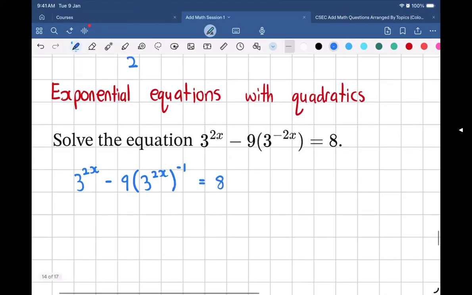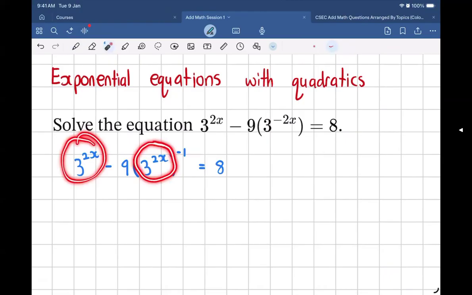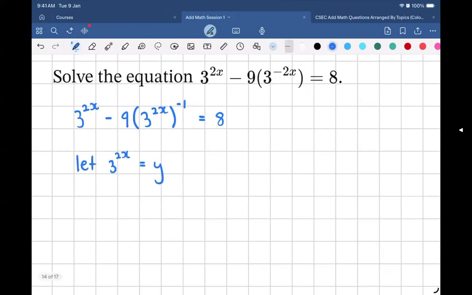Are you with me so far? Can you identify that we have the exact same thing over there and over there? So at this point, you could usually say, let whatever it is be equal to y. In this case, we have 3 to the power 2x being repeated throughout. We can call it y to make things look simpler. If we call it y, we end up with y minus 9.